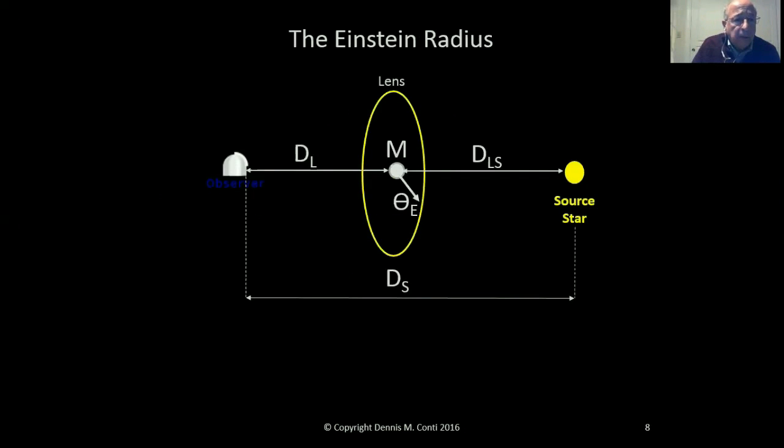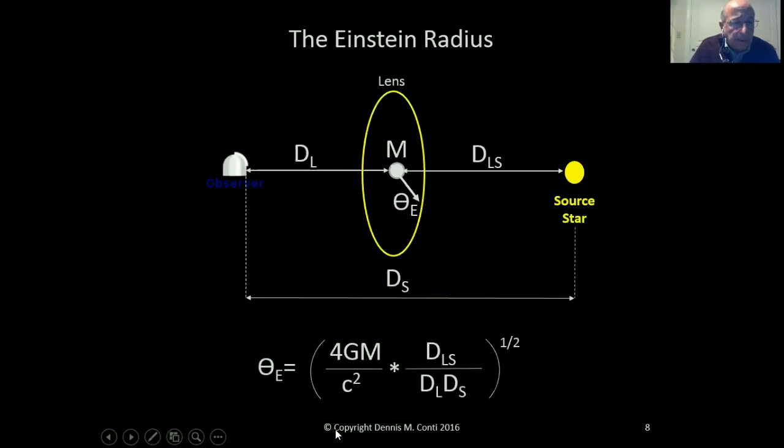And in fact, if I say that the distance from the observer to that intermediate lens, or to that mass, is D_L, and the distance from the lens to the background star is D_LS, and the distance from us, the observer, to the source star is D_S, the formula for the size of that ring is what you see here.